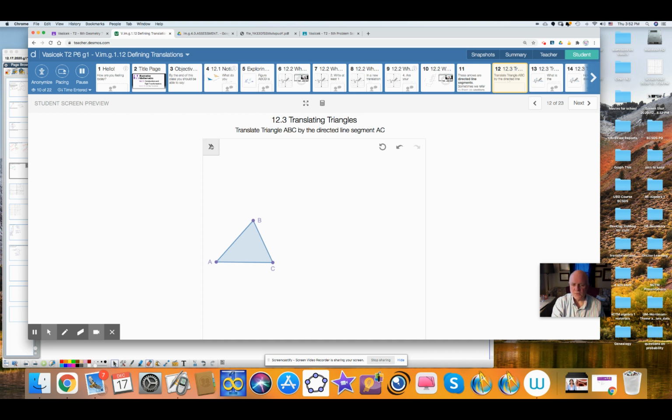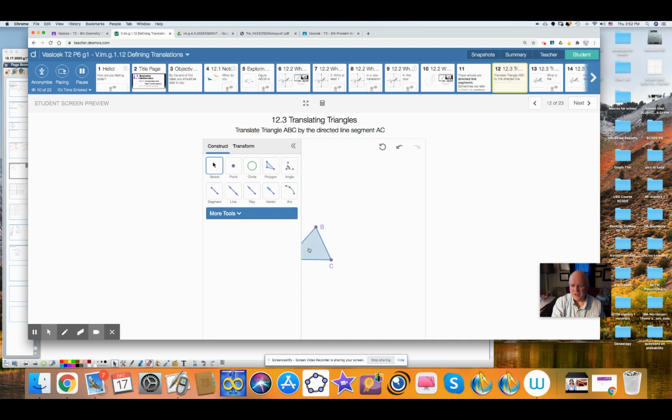Notice that when I pull out the tools, it covers up AC. And I'm supposed to translate this triangle by a directed line segment AC. How can we do that? I'm going to show you how.